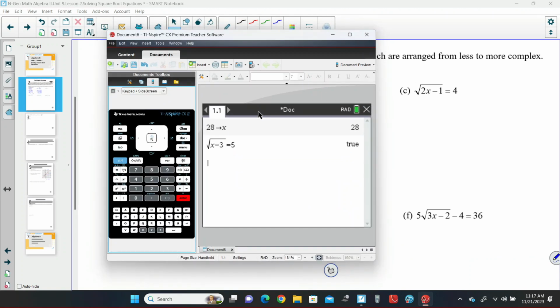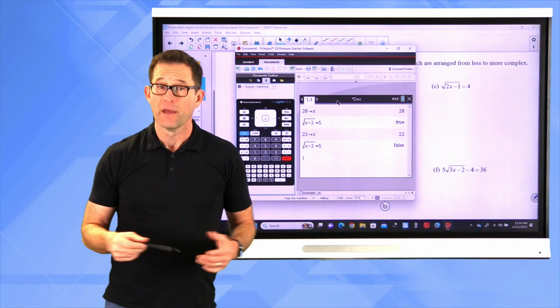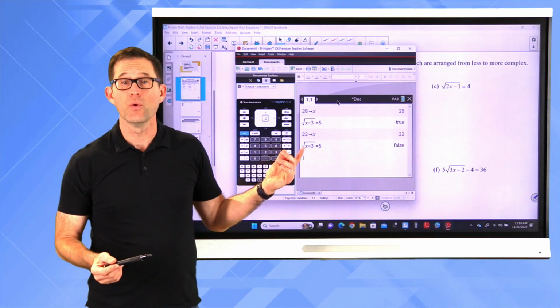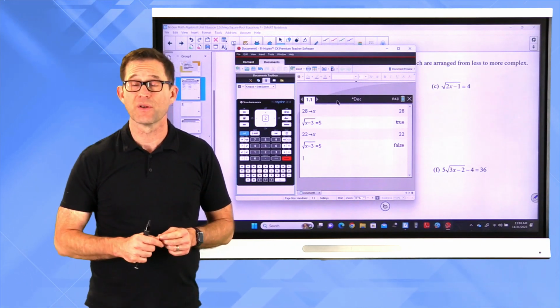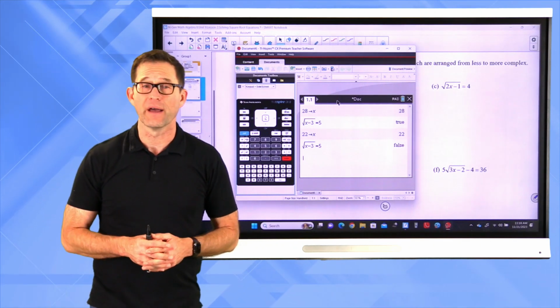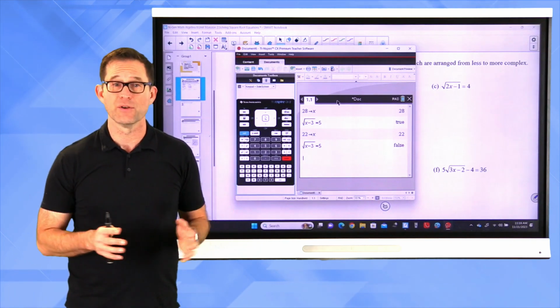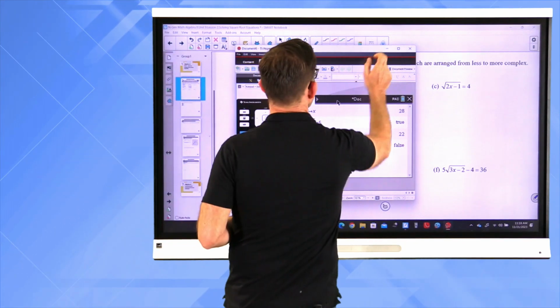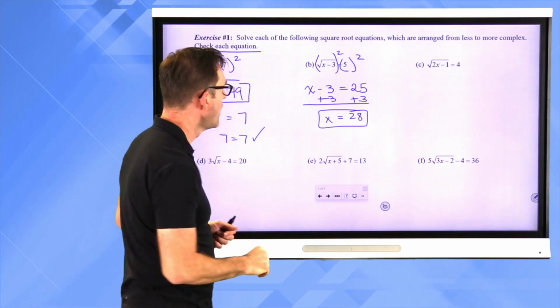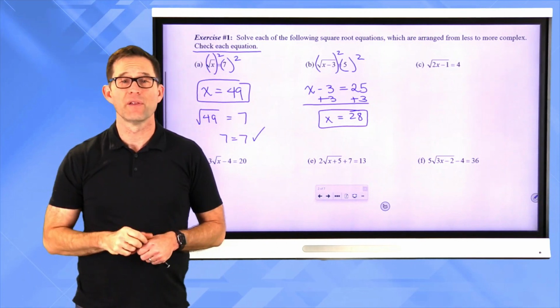Let's say I did that. So instead, I put 22, store it in x, and then typed in the square root of x minus 3 is equal to 5, it would tell me false, right? In other words, 22 doesn't make this a true statement, and therefore it is not a solution to the equation. I would highly advise using that to check equations, especially in something like what we're doing today. All right, that being said, let's get back into it. Why don't you go ahead and try to solve letter C on your own?